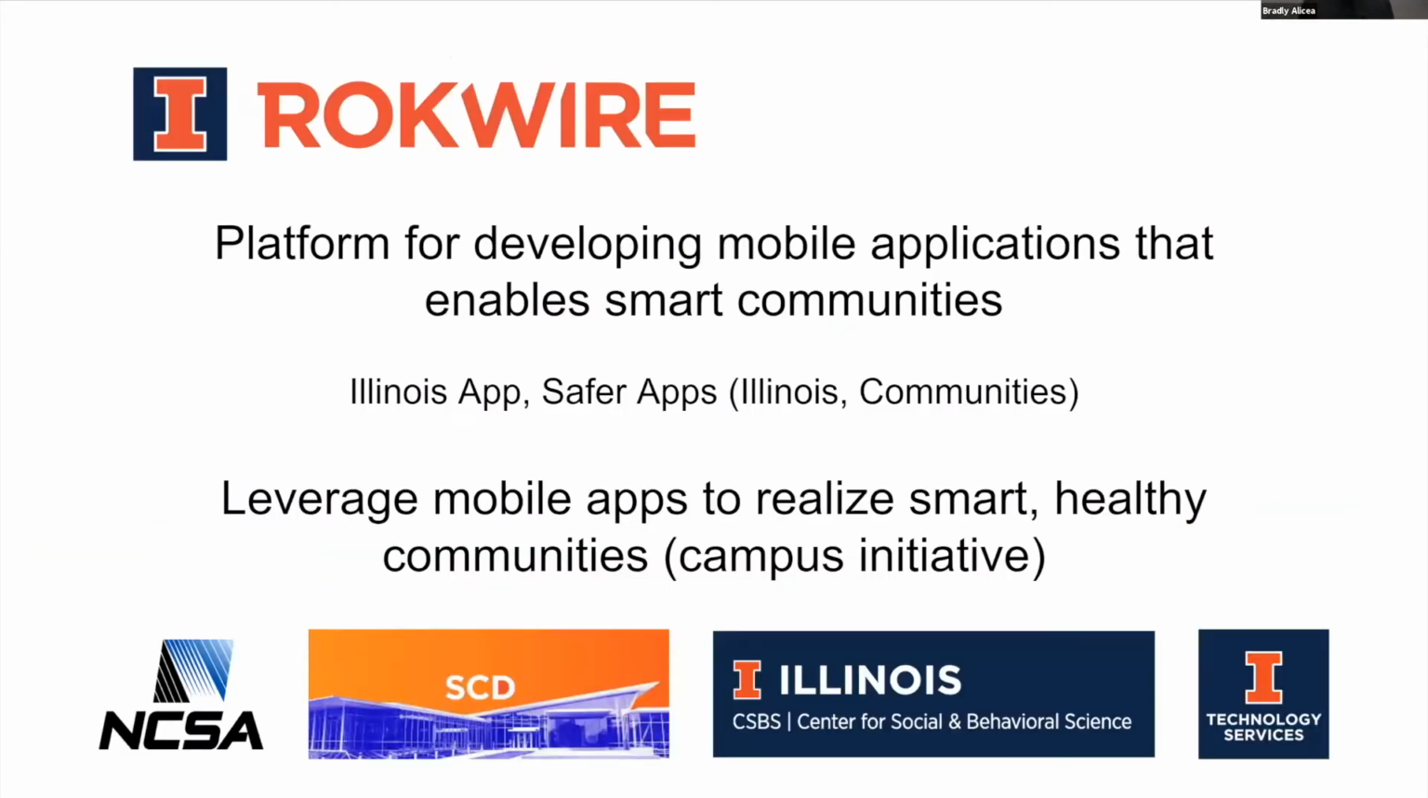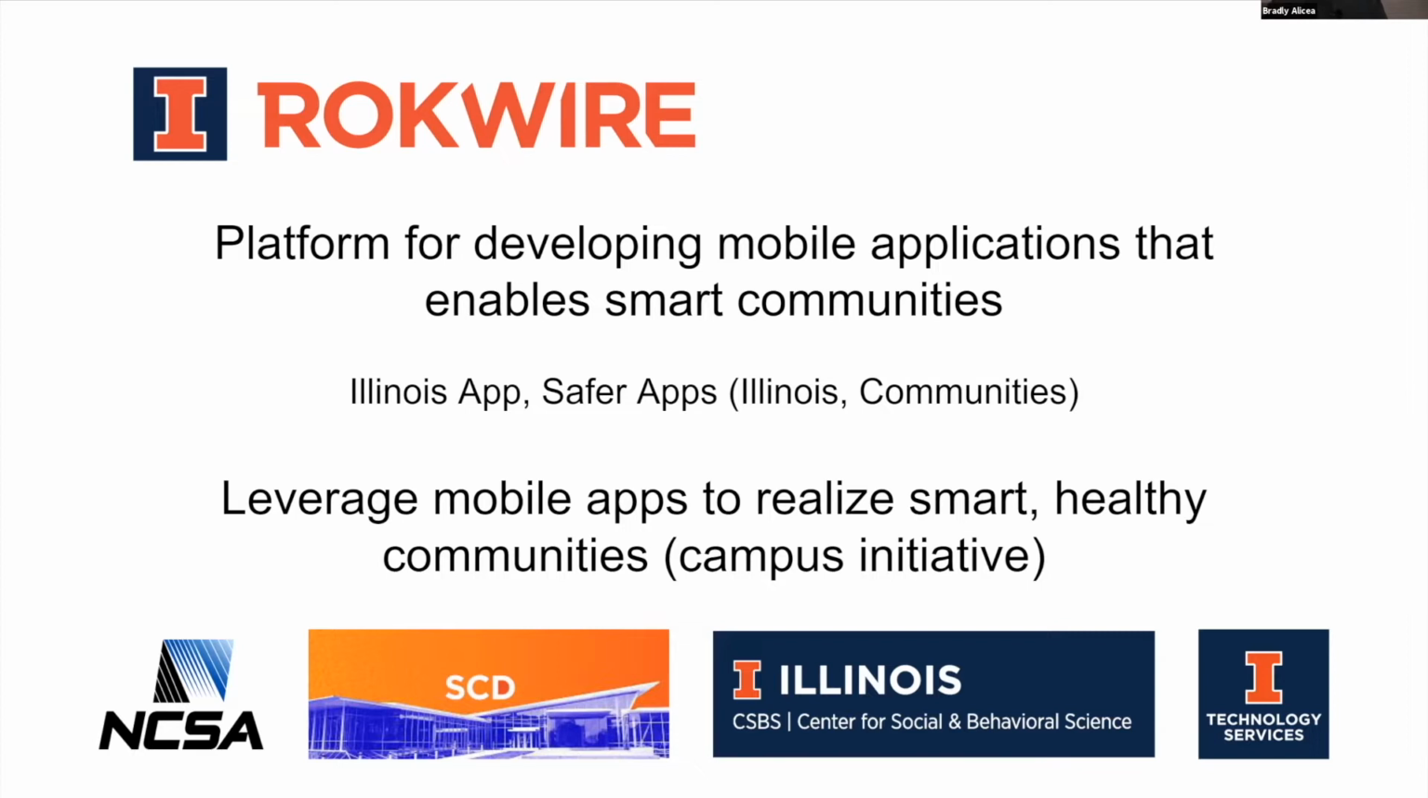So this brings us to Rockwire, and this is why we're here, because Rockwire is a platform or an architecture that allows us to build mobile applications that enable these kinds of smart communities. As you saw on the previous slide, we have a lot of different functions in our community, which is campus, and we're able to build a mobile app that allows us to do multiple things to interact with that campus and to manage our experience.